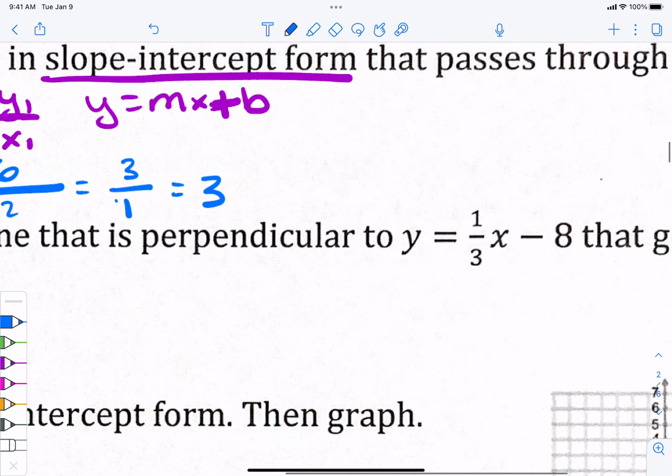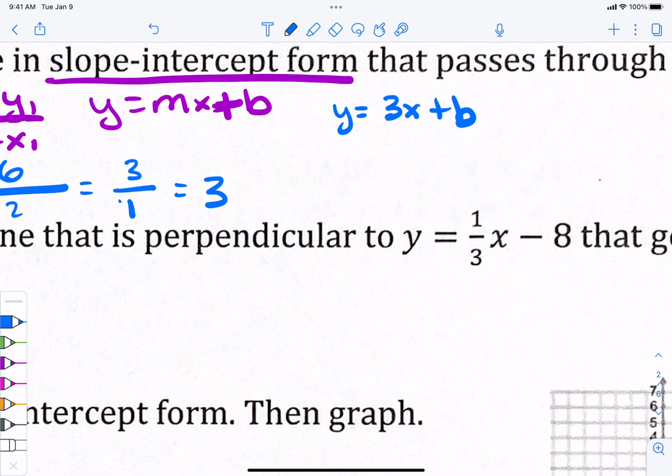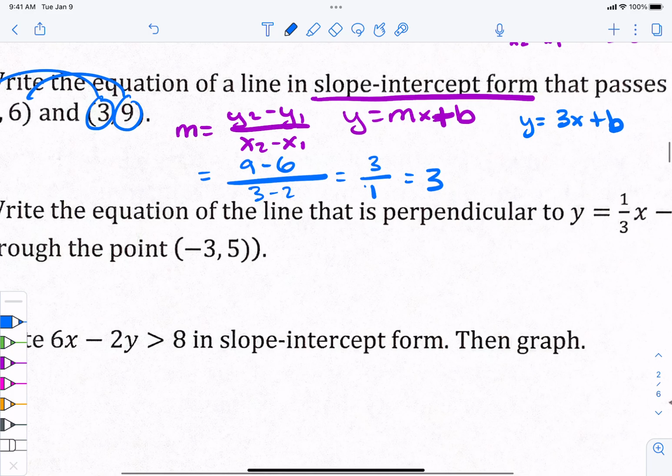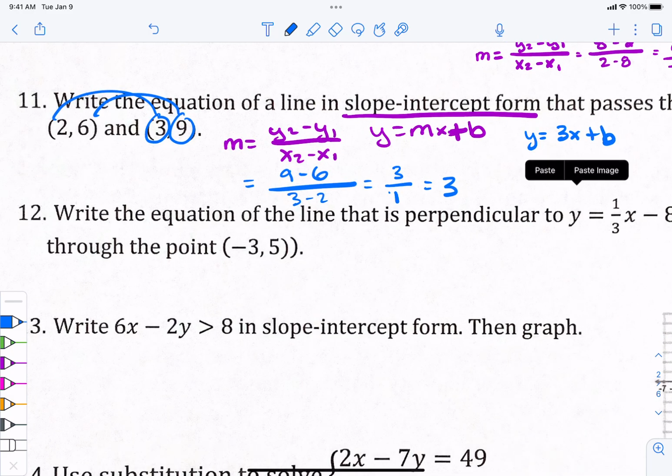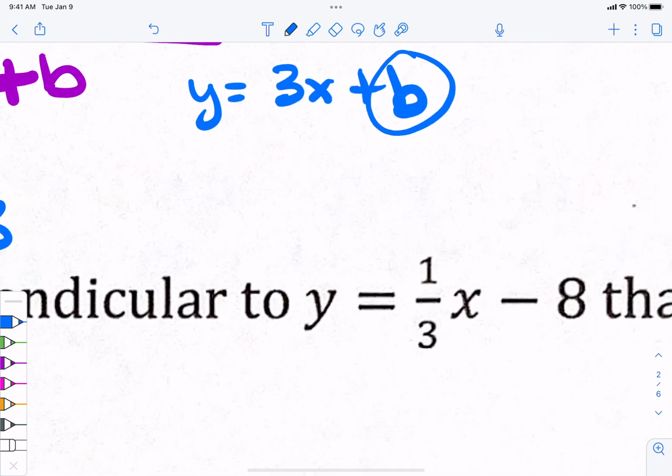So I'm going to write what I have now. I have y equals 3x plus b. What's the last thing I have to solve for? The y-intercept. I have to find b, right? How do you find the b? It's where it is on the y-axis. Yeah, but I don't want to have to graph it. I want to find this b.